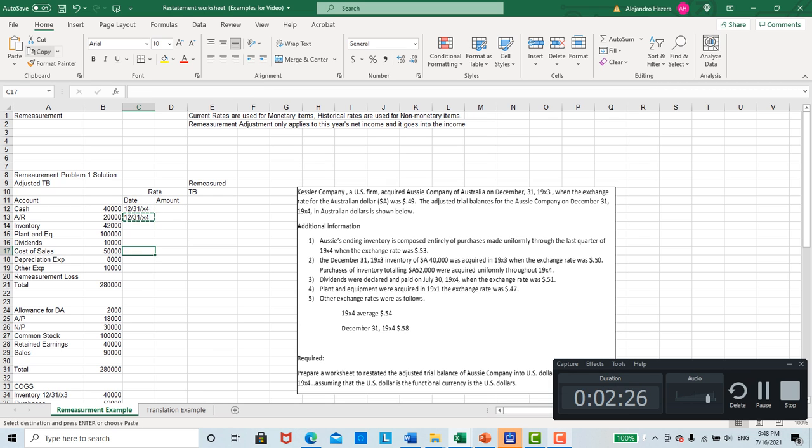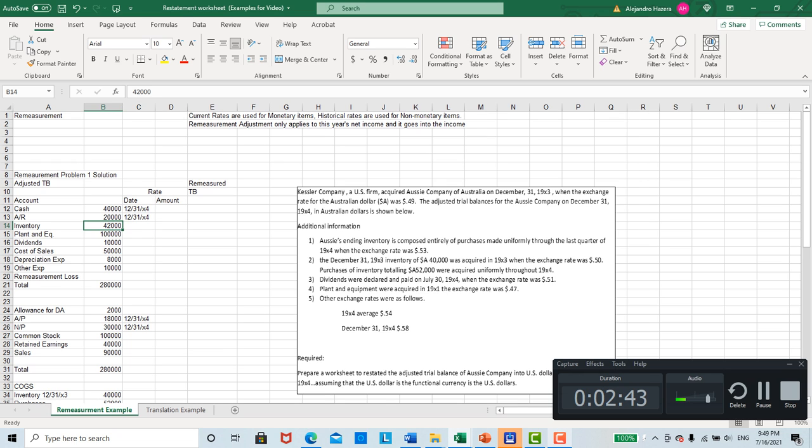Let's get this over with. Let's go down here to accounts payable. That's a monetary liability, and notes payable, so you can use the current rate there too. Okay, inventory. Let's see what it says. It gives you a bunch of information about inventory here.